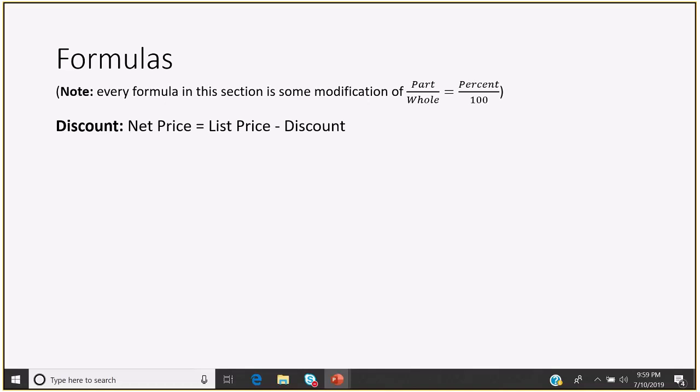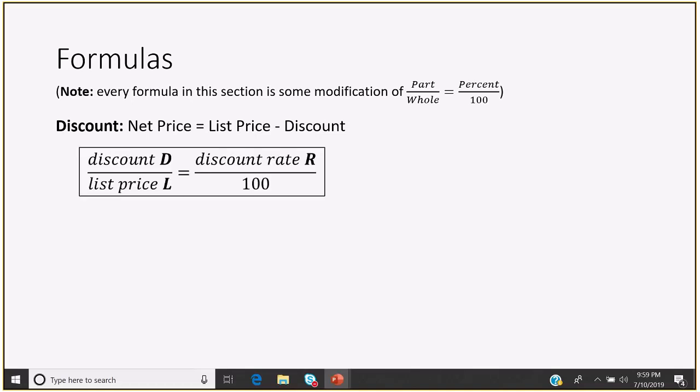Okay. So if we're talking about a discount, in the very general sense, a discount is if I have a list price, let's say the cost of pants are $30, they're discounted by $5, that's going to get me this new net price. So if we're dealing with it in a proportion problem, we say, okay, my discount rate is going to be my percentage over 100. The discount is going to be the part of my list price that I'm taking away. So the list price is my base.